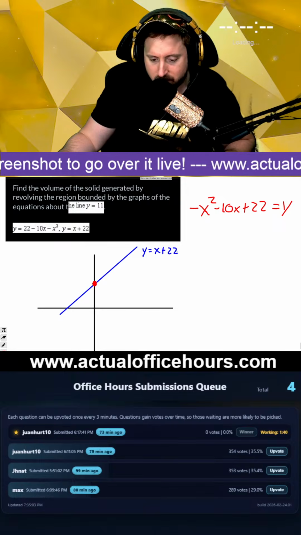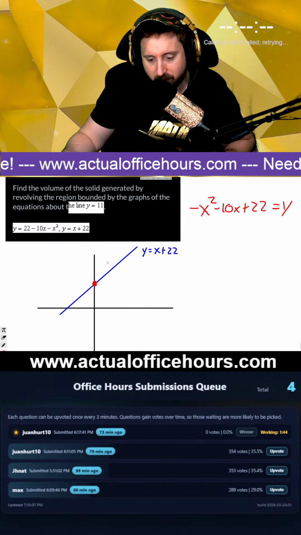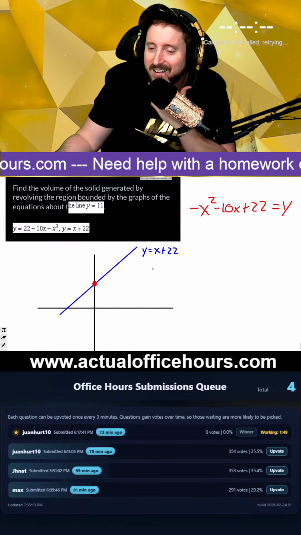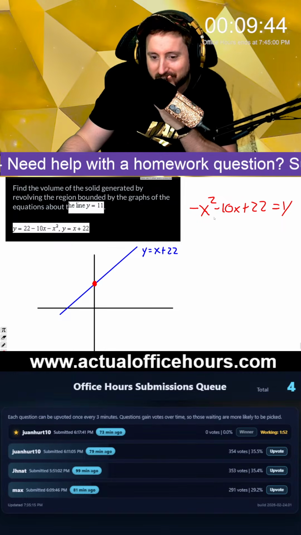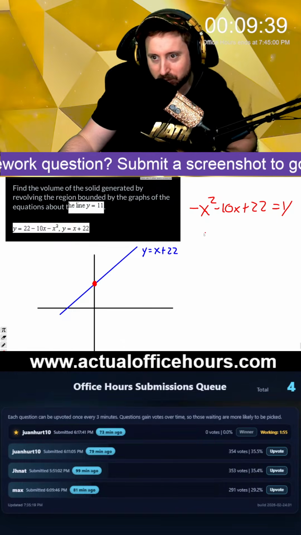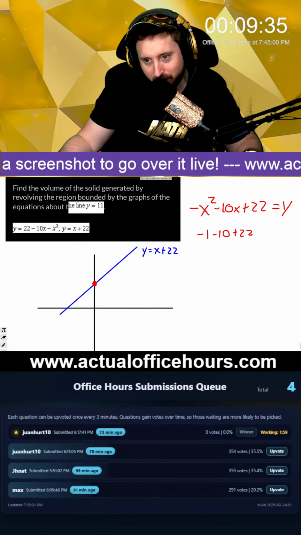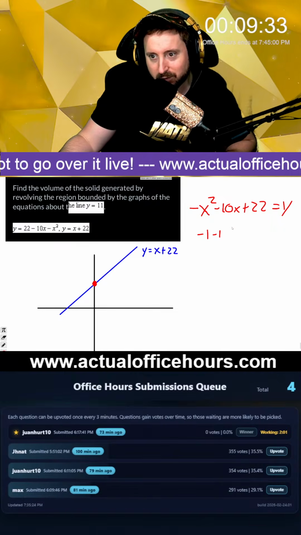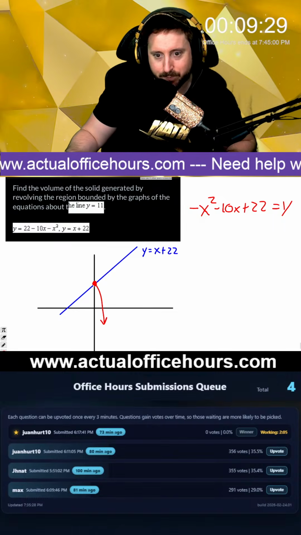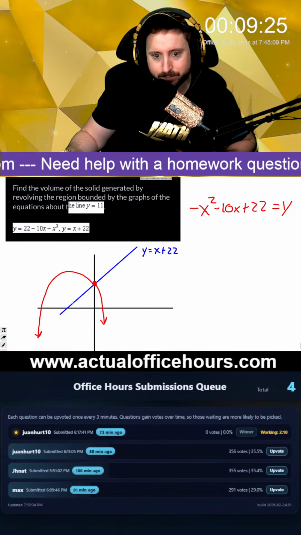And then, let me think how this graph works. Does it go down this way or does it go up this way? I gotta plug in another value. Let me do x equals 1. If x equals 1, I get negative 1 minus 10 plus 22. Oh, that's really far down. Okay, cool. All right, so it is doing this. So it's doing this, yeah. I'm assuming it does this.